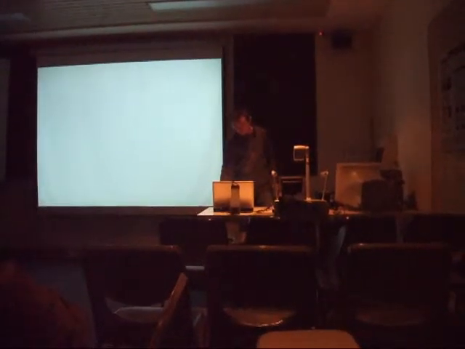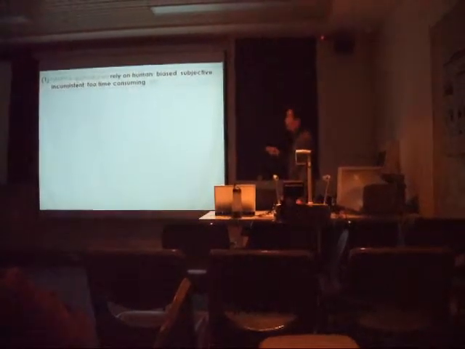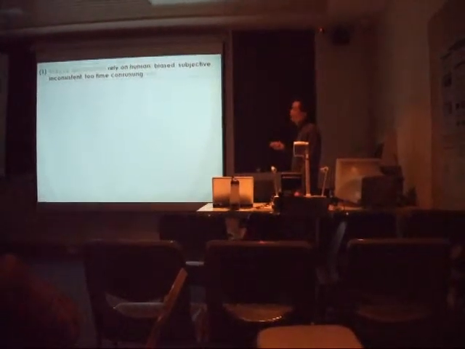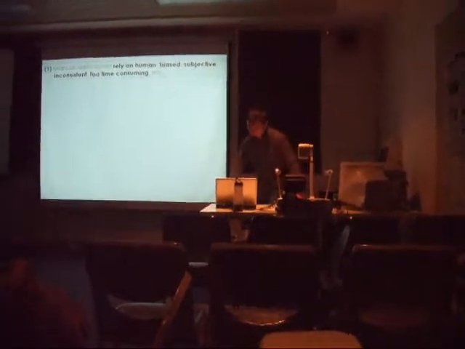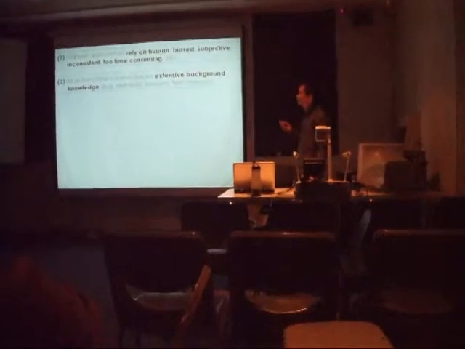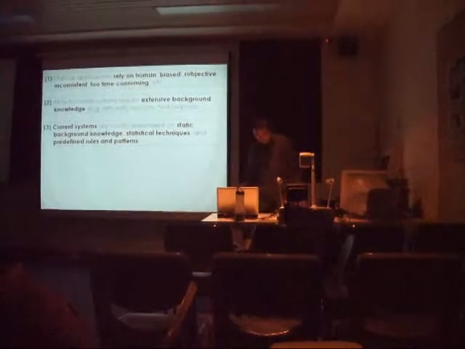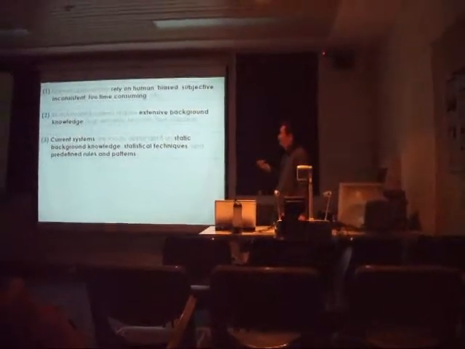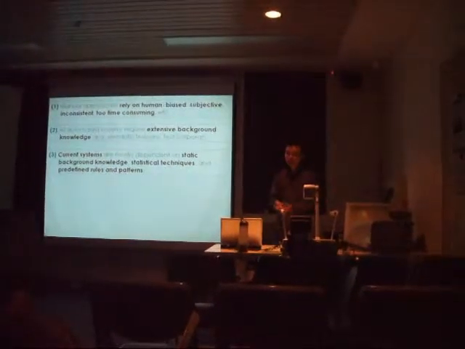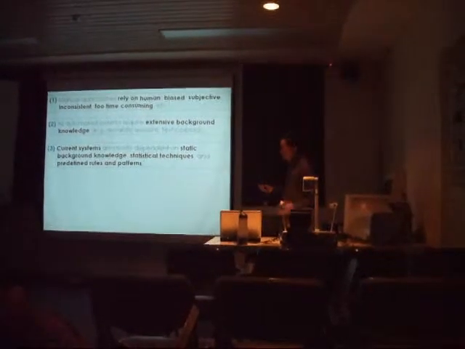Now, the problems with these existing approaches. First, as we mentioned, manual approaches rely on humans, and we know that they are biased, subjective, inconsistent, and the process is very time-consuming. Second, automated systems require extensive background knowledge. And current systems are mostly dependent on static forms of background knowledge, for example, collections of text, semantic lexicons like WordNet and so on. Those are all static. They cannot grow with time.